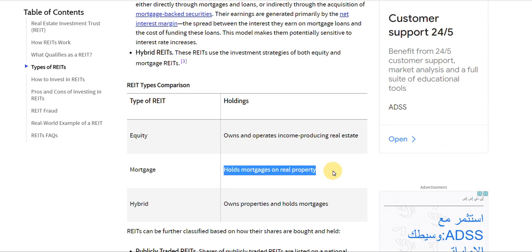So mortgage REITs are the ones that, as a Muslim, you cannot invest in, because they deal in normal mortgages. Okay, they deal with a lot of interest, obviously. So that's riba, and they're involved in riba. You don't need to worry about that. The equity ones are the ones that we can invest in.